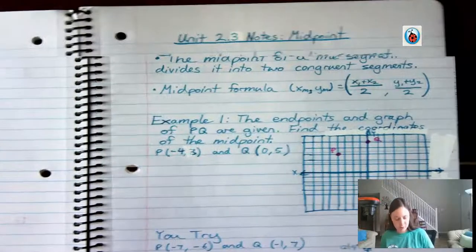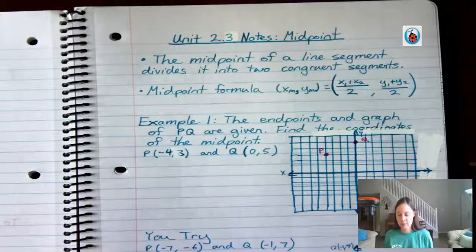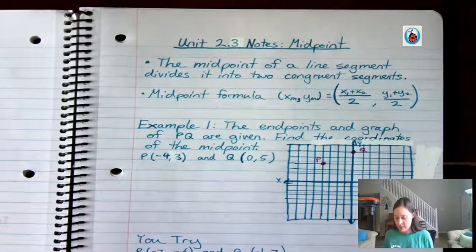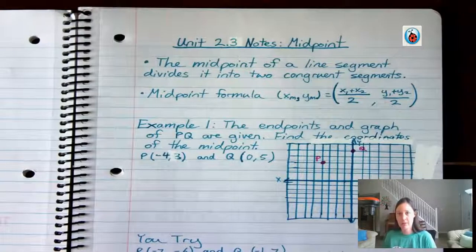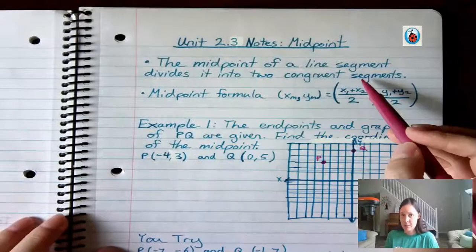Alright, we're here on our 2.3 notes where we are going over midpoint on the coordinate plane. You already did midpoints, just straight line segments, last unit. Now we're on midpoint of the coordinate plane. So just like last time, midpoint divides it into two congruent segments.